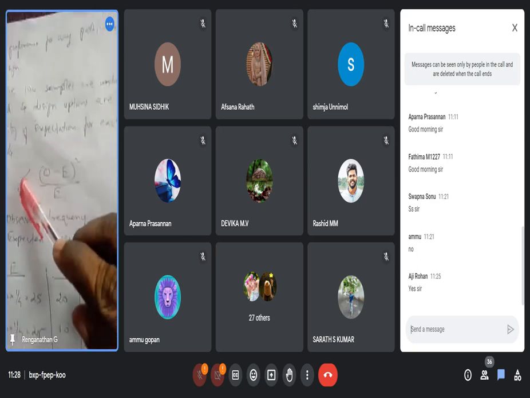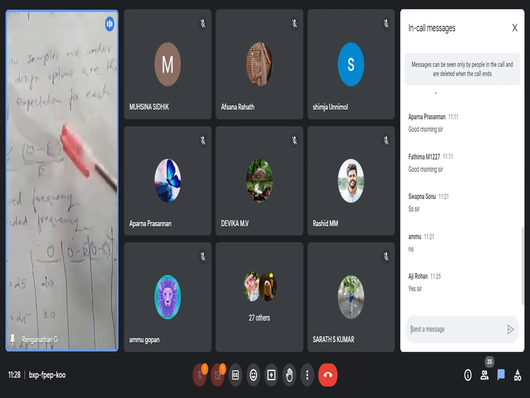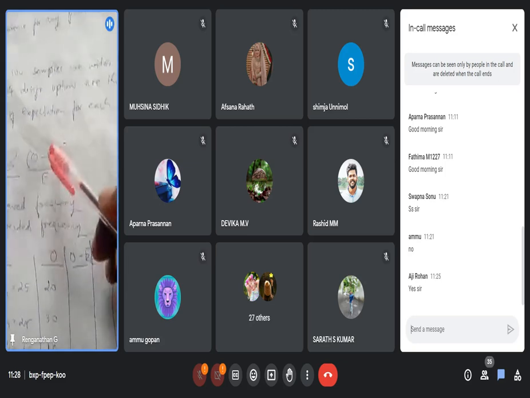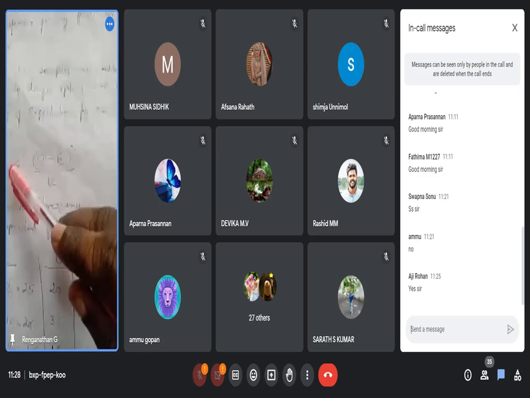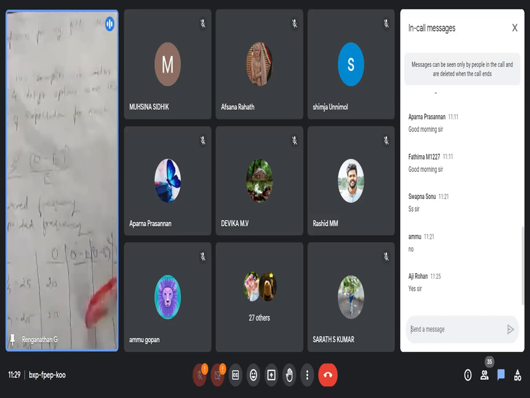Now look at the formula. We have to find O minus E, then it's the whole square, then it should be divided by E. After that, we should take the total of that, which is sigma. Understand? These are the steps we are going to apply here.